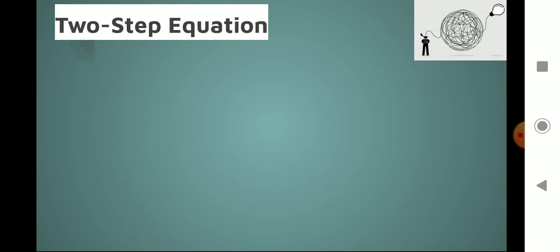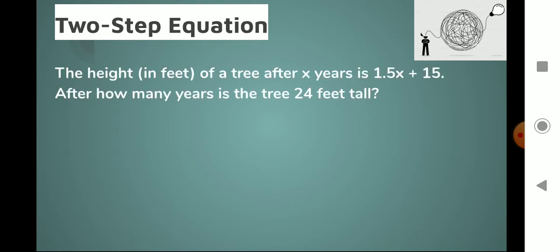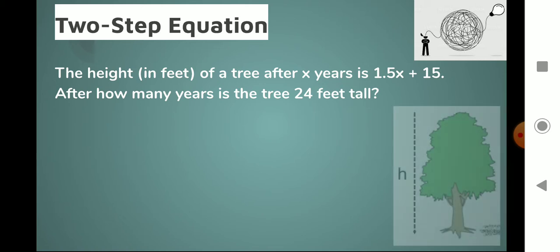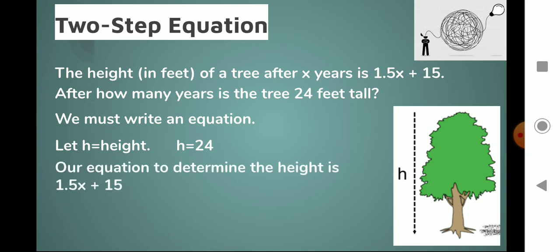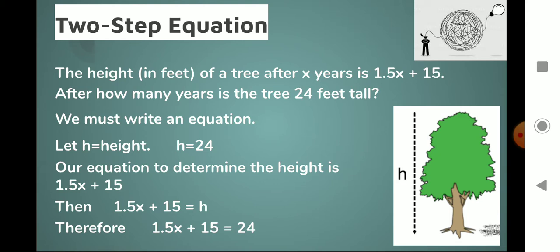Let's start with an example for a two-step equation. The height in feet of a tree after x amount of years is 1.5x plus 15. After how many years is the tree 24 feet tall? We must write an equation. Let h equal height. Then height is 24, which is what we're looking for. Our equation to determine the height is 1.5x plus 15 equals h. Therefore, 1.5x plus 15 equals 24.